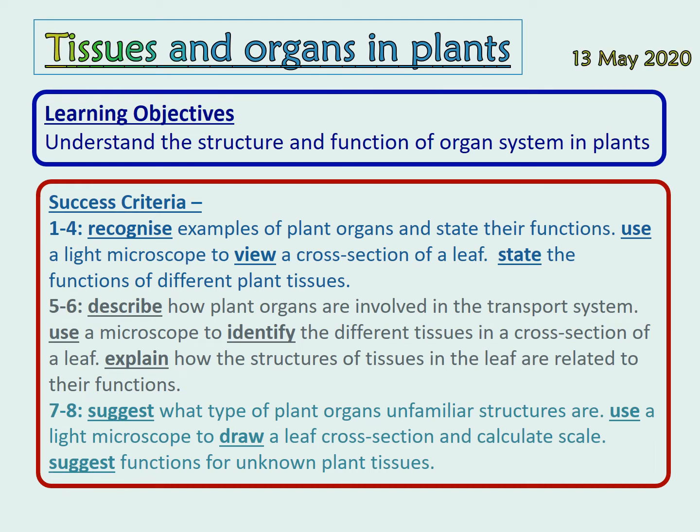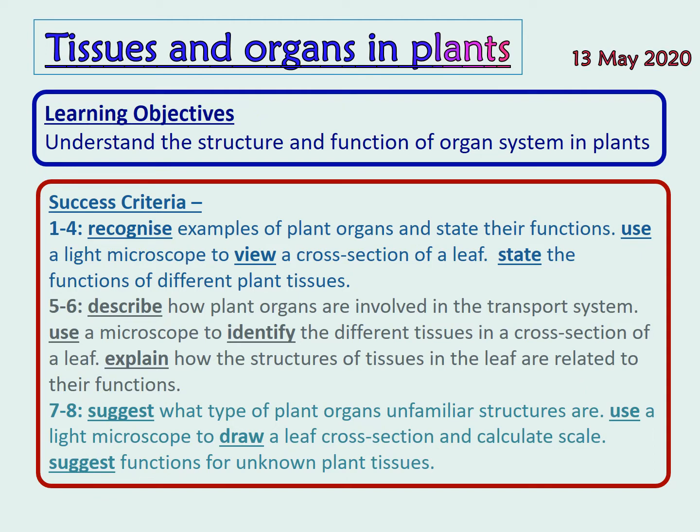Okay, so what do we need to know? We need to be able to recognize some different plant organs. If you were fine on the last activity, then that's pretty much it. You also need to be able to state what their function is. And also we need to know different plant tissues. So that's where you have the similar cells working together to perform a function. And we need to mainly know the plant tissues in a leaf.